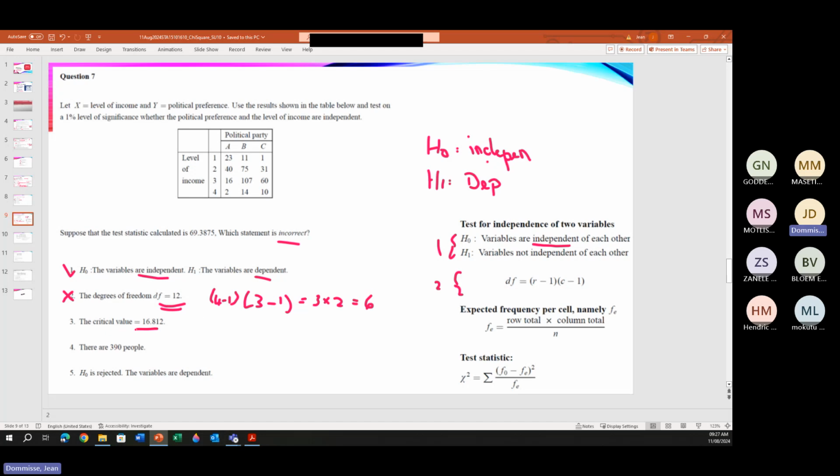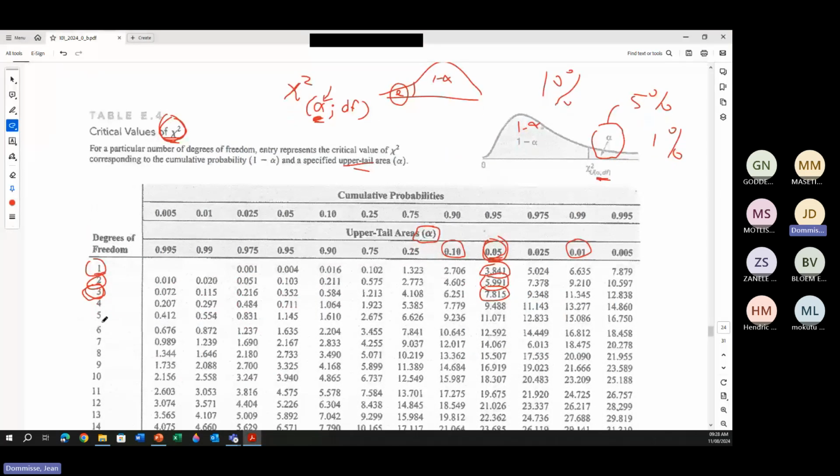Then the critical value. We've got the degrees of freedom as 6. What did they say? Use the table shown and test at 1%. Okay, so a bit different: 1% and degrees of freedom 6.